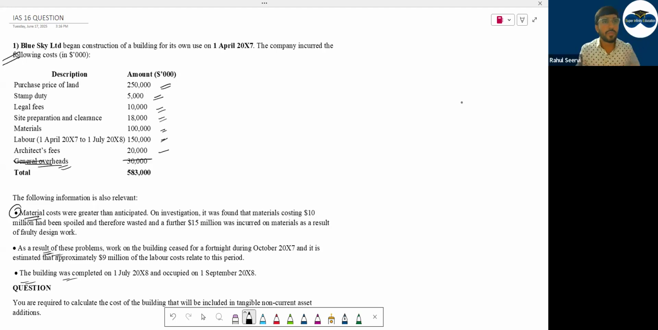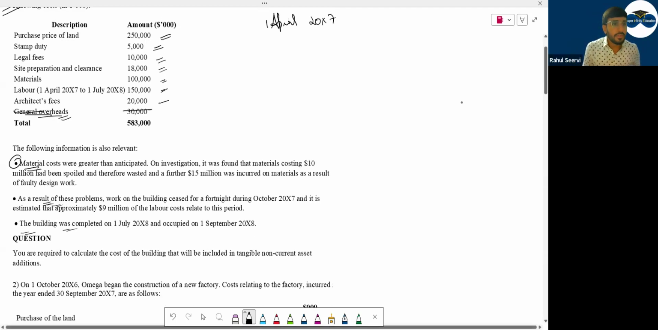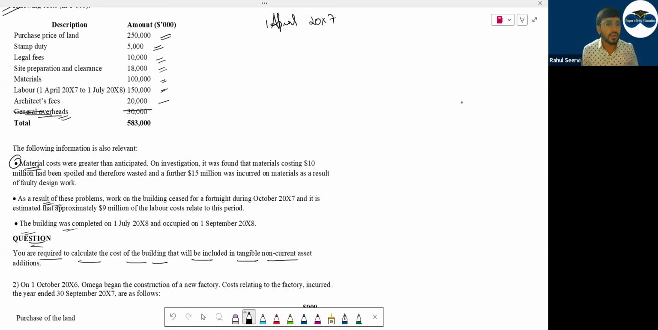Now let's read some information. Blue Sky began construction of a building for its own use on 1st April 2007. So they started the construction on 1st April 2007. In your FR, dates are very important to understand that. In the following question, you are required to calculate the cost of the building that will be included in tangible non-current additions. That means what will be the cost of the asset that will be included.